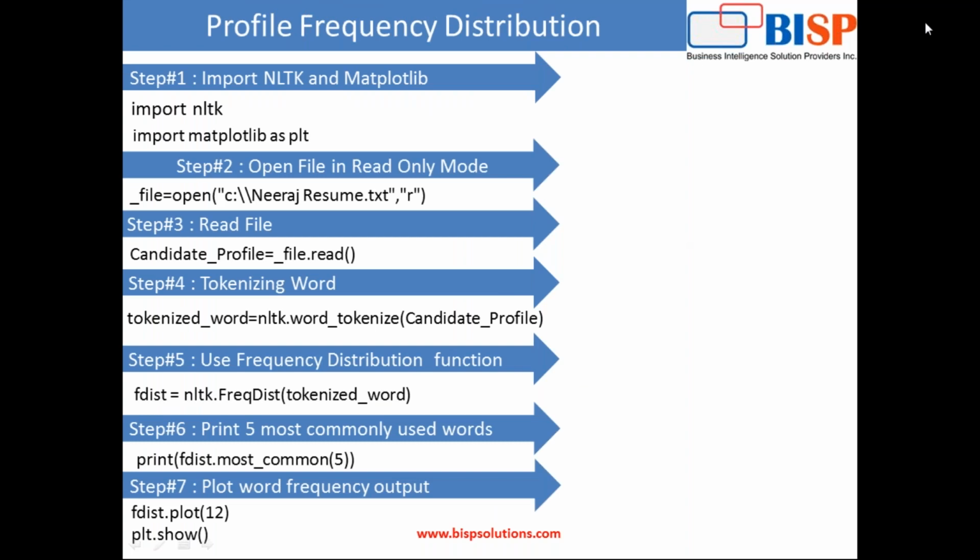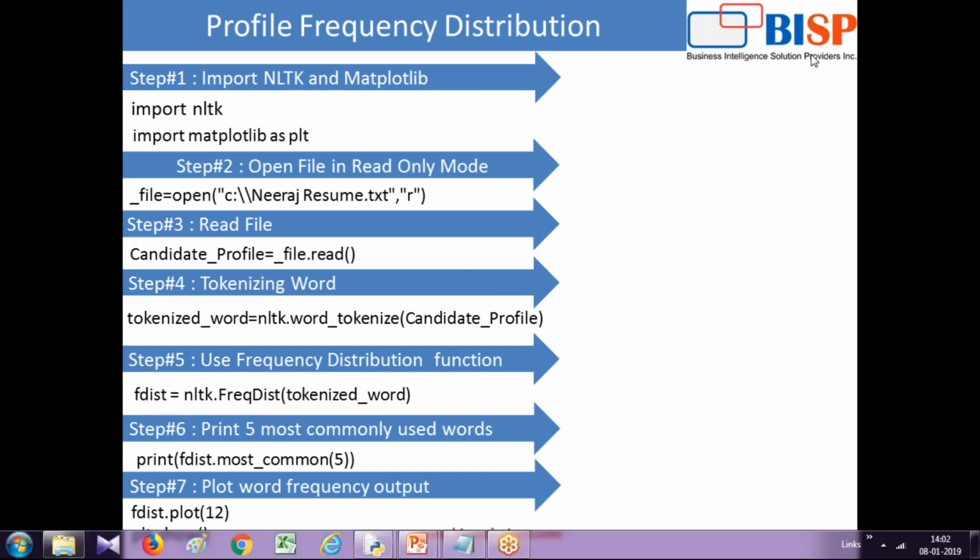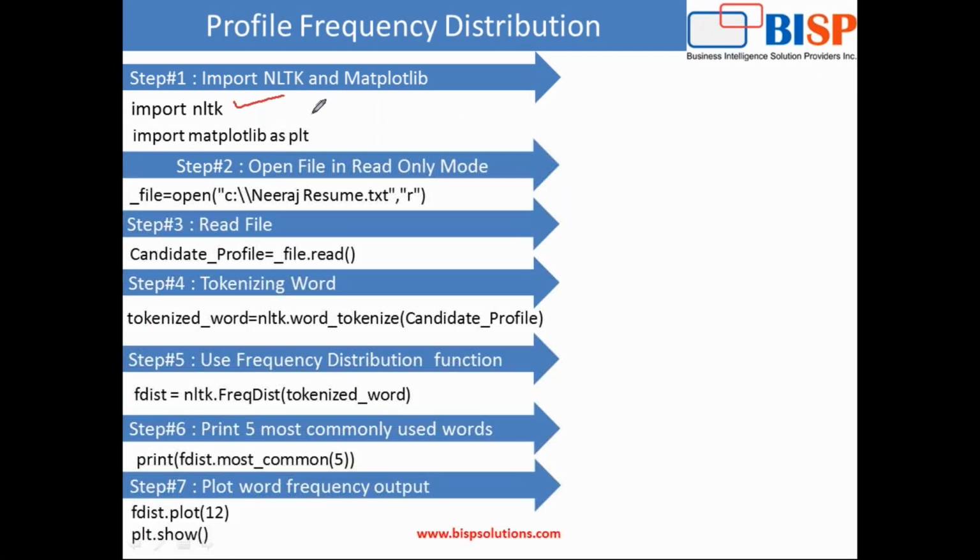Step 1, we import the NLTK toolkit, and we import matplotlib. The reason we are importing matplotlib is because we wanted to visualize the frequency distribution output in terms of a line chart. Step 2, we open the file. This is a candidate profile and we open it in read only mode. And then we read this file and store it in an object called candidate profile.